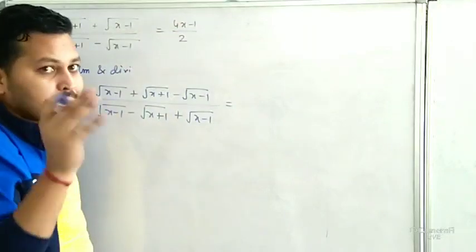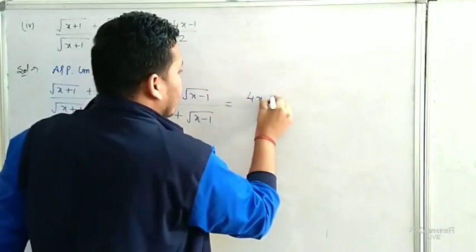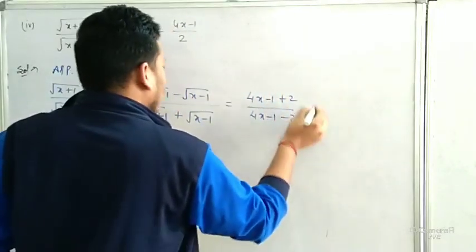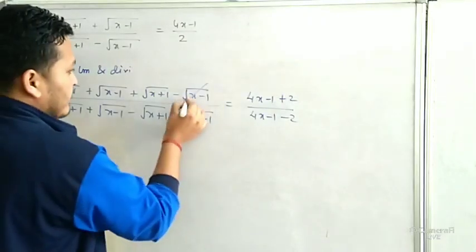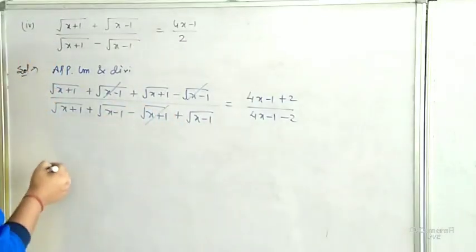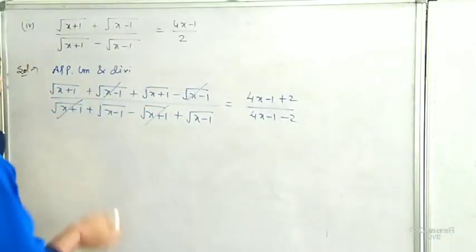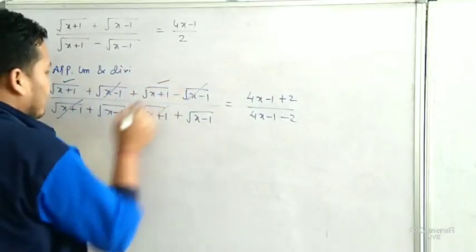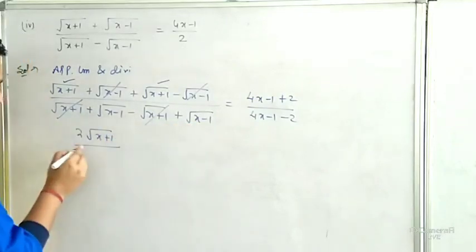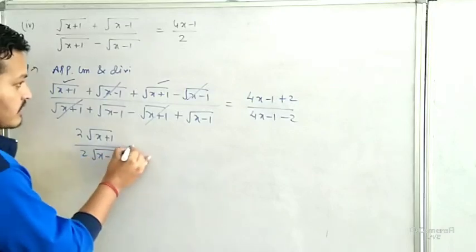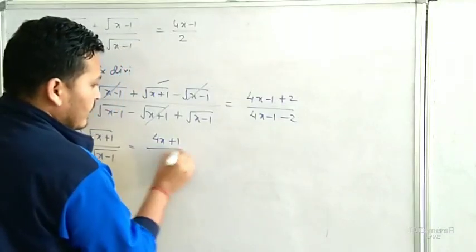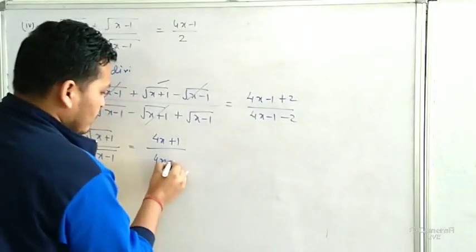बहुत सारे बच्चे left side कर लेते हैं but right side नहीं कर पाते हैं. Then it is 4x minus 1 plus 2 upon 4x minus 1 minus 2. To solve it, root x minus 1 and plus root x minus 1 cancel. Then minus root x plus 1 and plus root x plus 1 are cancelled. So this is the same terms, 2 root x plus 1 upon 2 root x minus 1 is equal to right hand side 4x minus 1 plus 2, so plus 1, then 4x minus 1 minus 2, then it is minus 3.